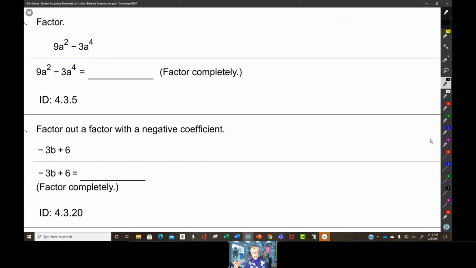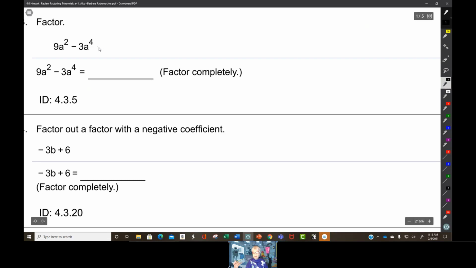Okay. Any questions? Just stop me if at any point I start going too fast for you. All right, here we have a binomial. It's a quartic binomial.